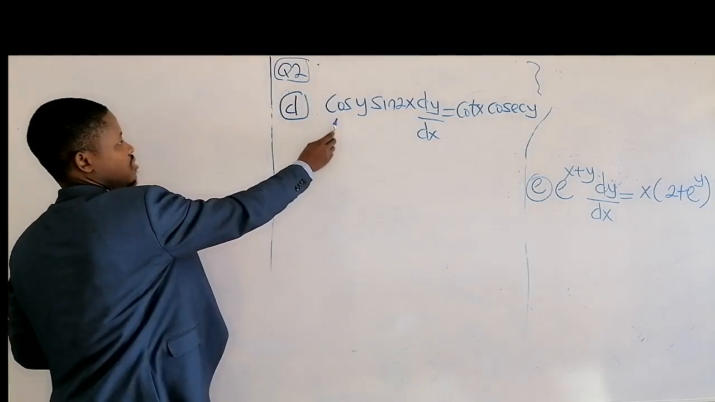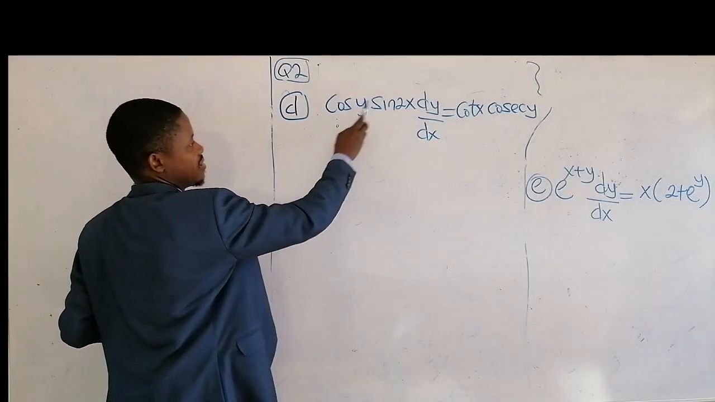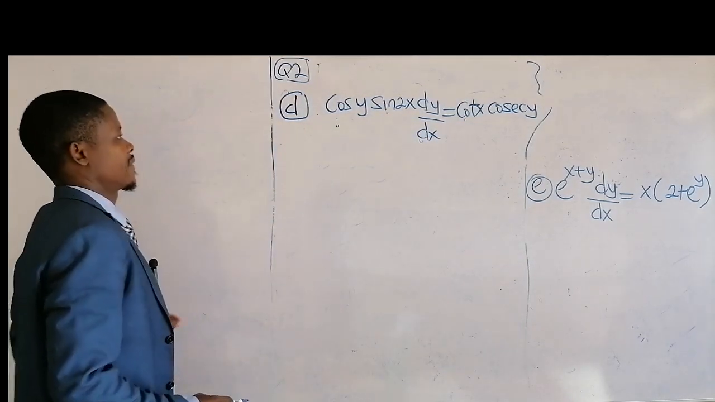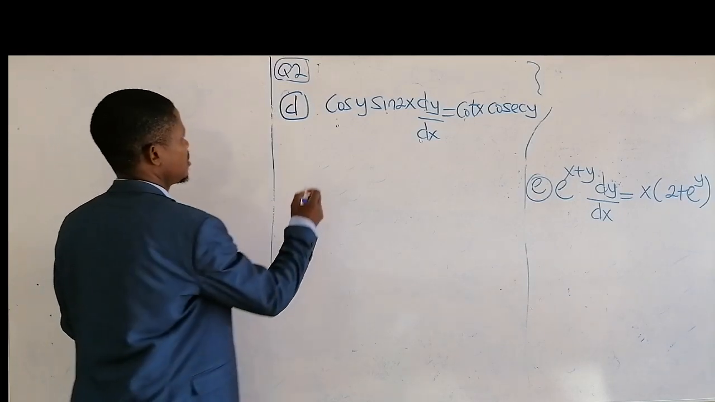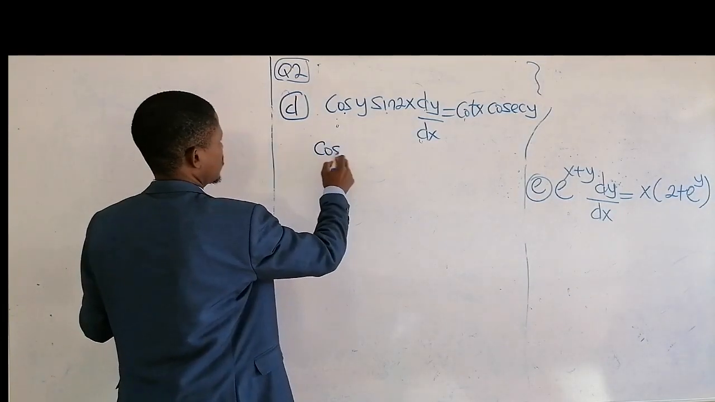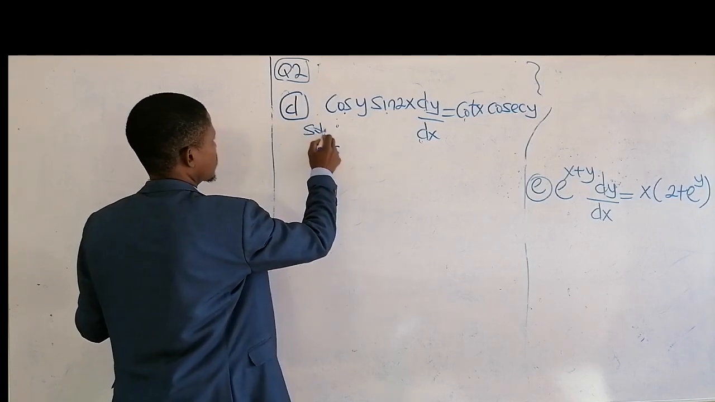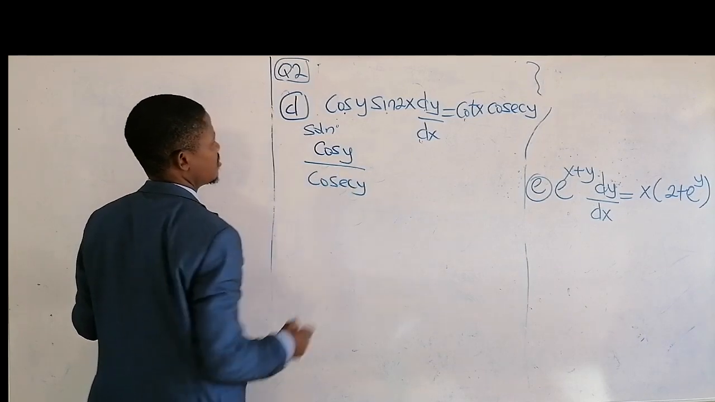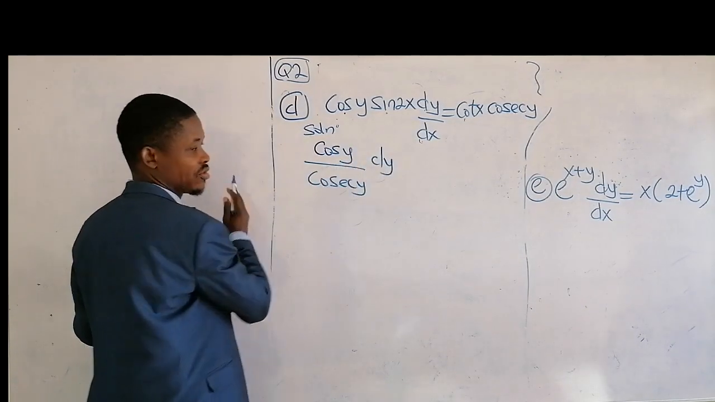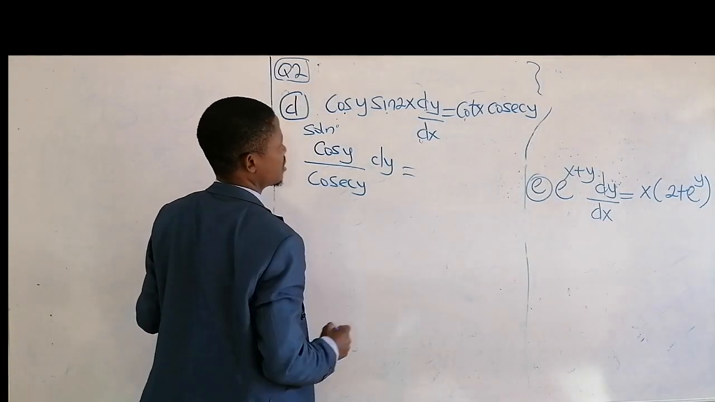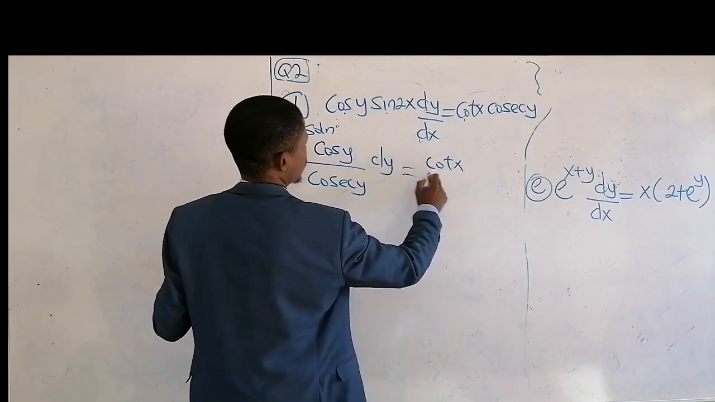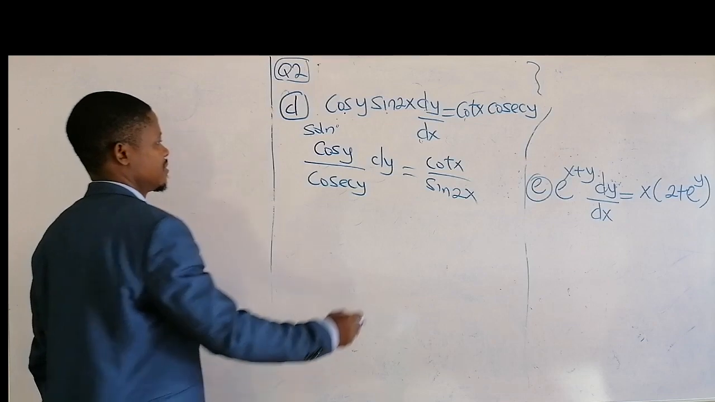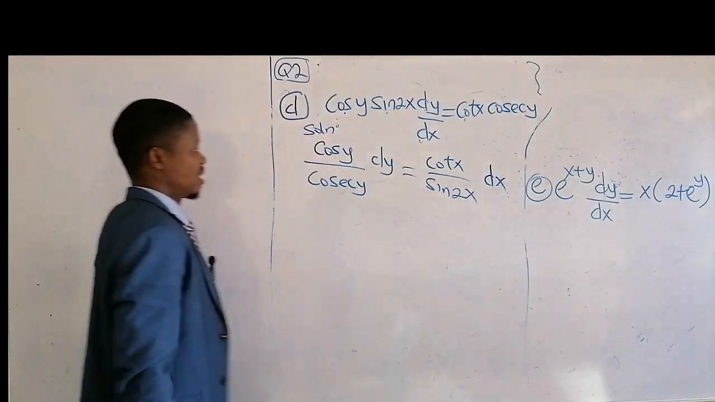We have this question: cos y sine 2x dy/dx equals cot x cosec y. Let's separate the variables. So this is already here, so the solution is cos y over cosec y dy. Bring the y together, and then the other one, we have cot x over sine 2x, then dx. So we have separated the variables.